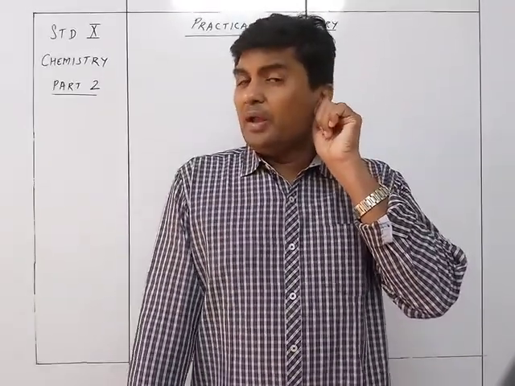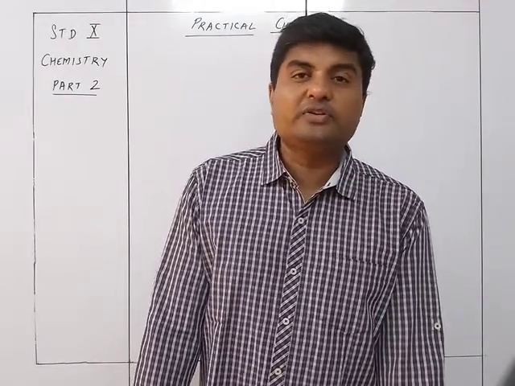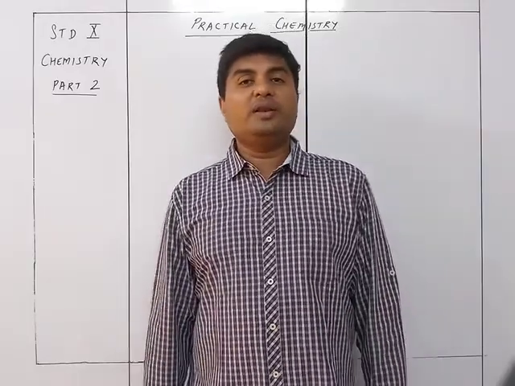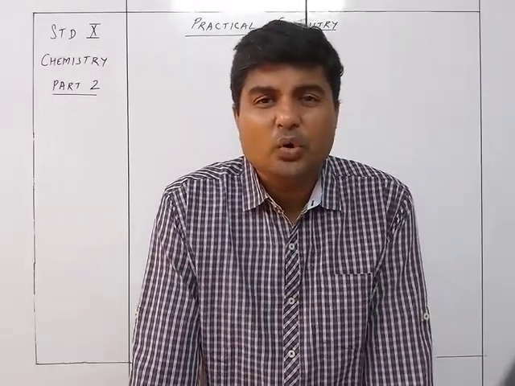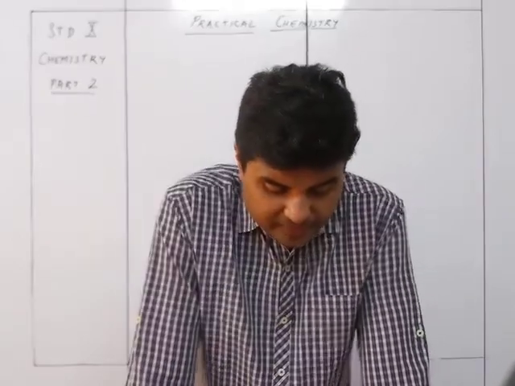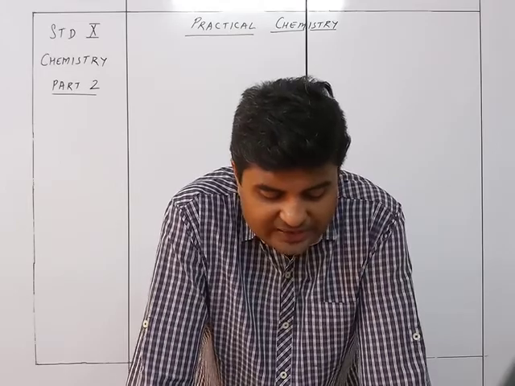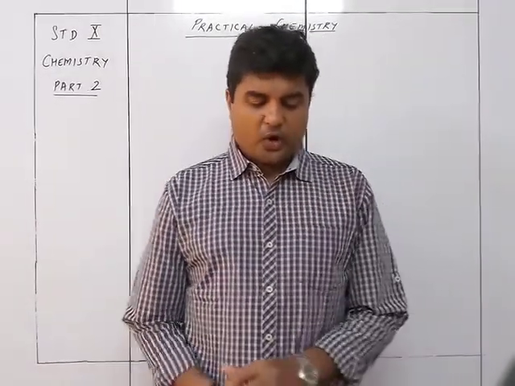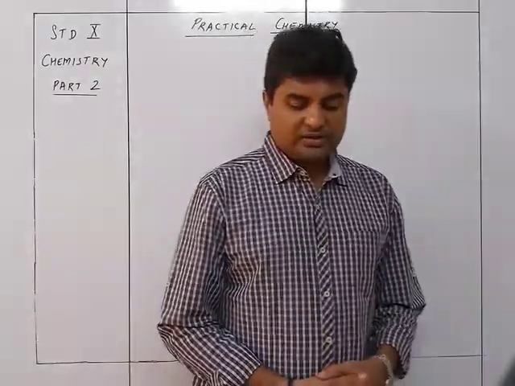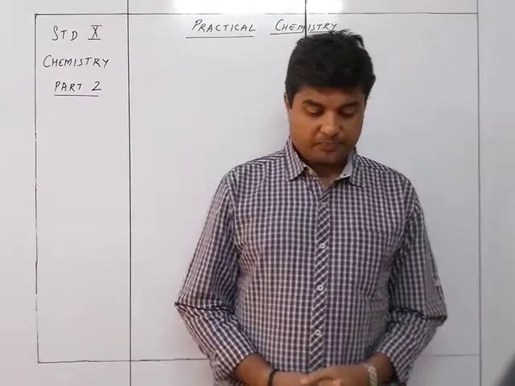So the copper hydroxide which is going to be formed is going to be soluble in excess of NH4OH, giving you an inky blue or a deep blue colored solution. So pale blue precipitate of copper hydroxide, Cu(OH)2, which is insoluble in excess of NaOH. Pale blue precipitate of copper hydroxide, Cu(OH)2, which is soluble in excess of NH4OH, giving deep or inky blue solution.